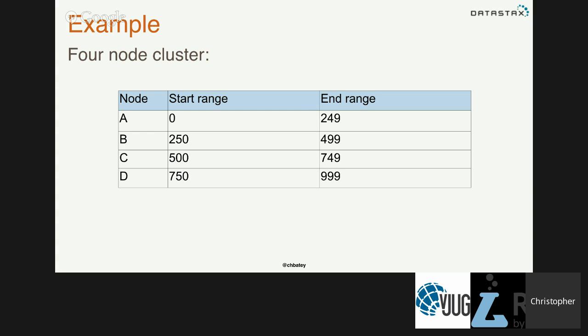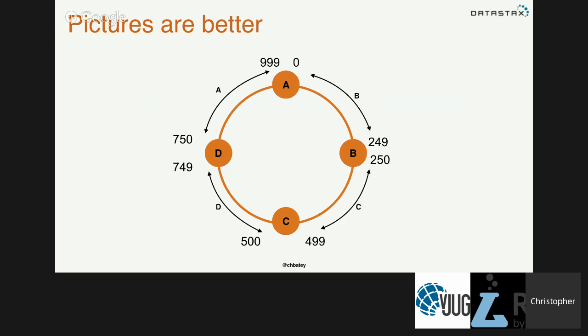So we can give node A 0 to 249, and node B 250 to 499. This is the simplest way of doing it, where each node owns a single range. In reality, in modern Cassandra clusters, we actually give them lots of little ranges, and we'll talk about that when we come to scaling. You'll often see Cassandra and Dynamo-based databases depicted with a picture, and this is why.